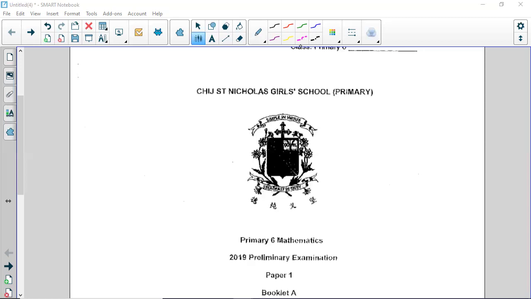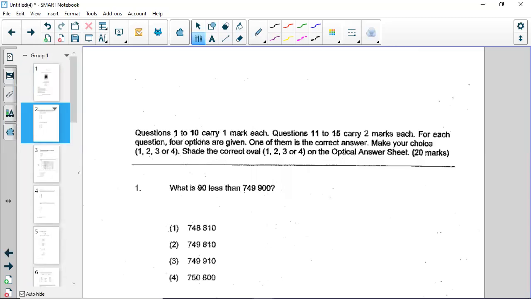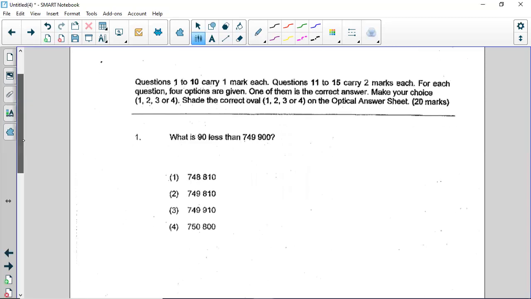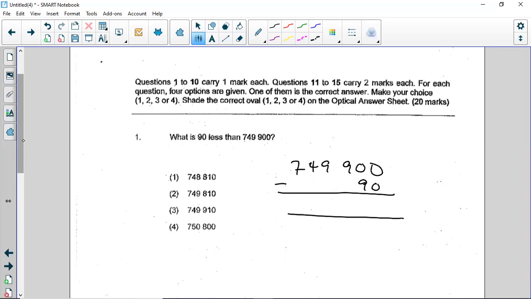Okay, so we will go through slowly again. Let's look at question 1. What is 90 less than 749,900? So when you see less than, you have to minus. I will run through slowly how to do the subtraction. So you have to minus 90, and you have to know how to borrow and lend.